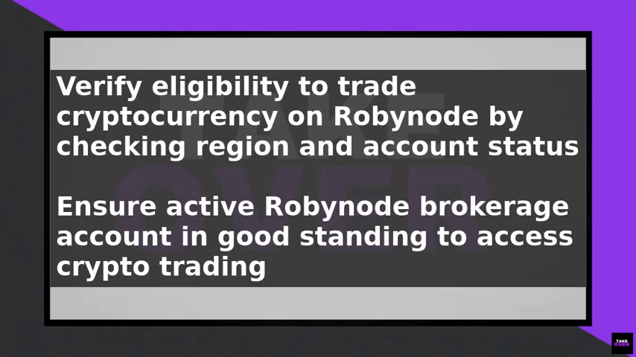To enable cryptocurrency trading on Robinhood, you must first verify your eligibility. This involves ensuring you reside in one of the eligible regions, which include U.S. states, the U.S. Virgin Islands, and the District of Columbia, and having an active Robinhood brokerage account in good standing.